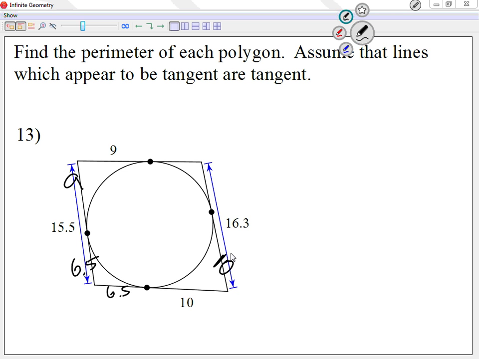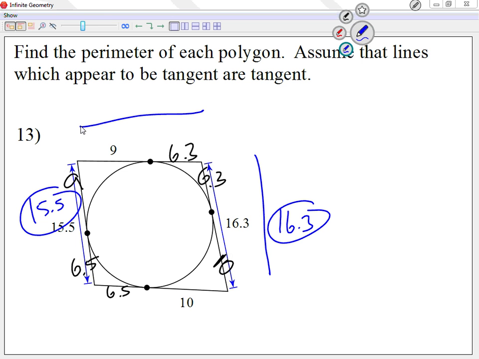The entire side is 16.3. So I'm going to say this little corner here is 6.3, and this other corner here is 6.3. Right, two tangent segments that meet outside have the same length. So now, this whole side here is 16.3, right? That was given. On the opposite side is 15.5.